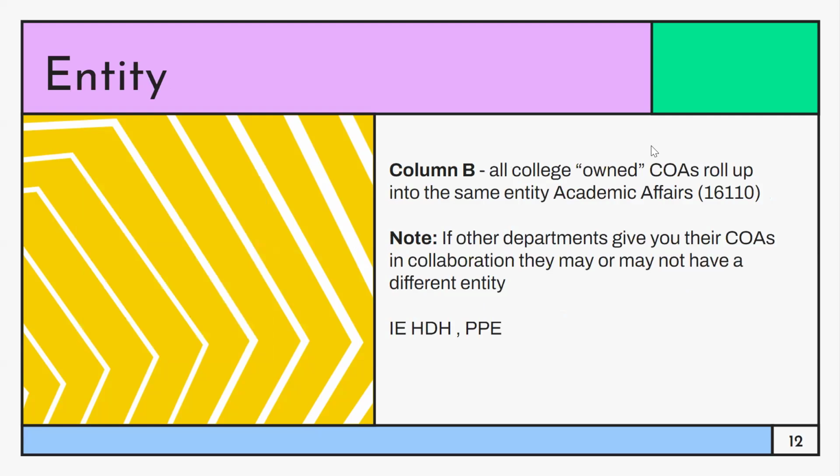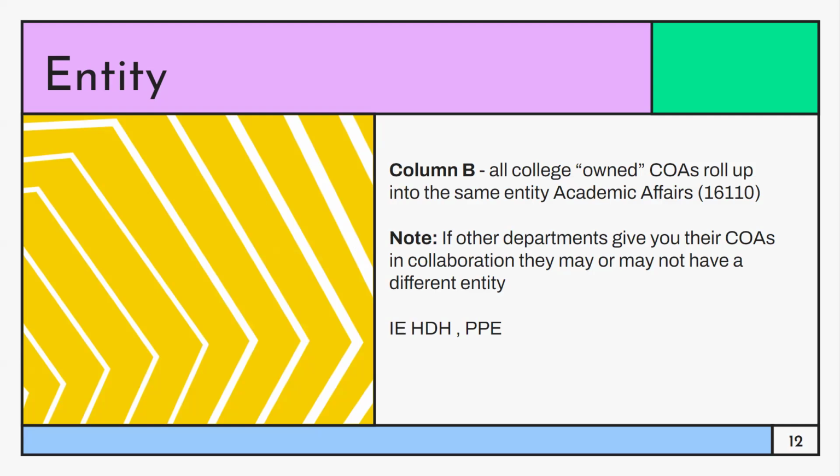The second column, column B, is representative of the entity. All college COAs roll up into the same entity, academic affairs, for budgeting purposes. Our department is stored and housed under academic affairs. So all college COAs should have the entity of 16110. But note that if you're collaborating with other departments across campus, they might be housed under a different vice chancellor area. So they're going to have a different entity number.